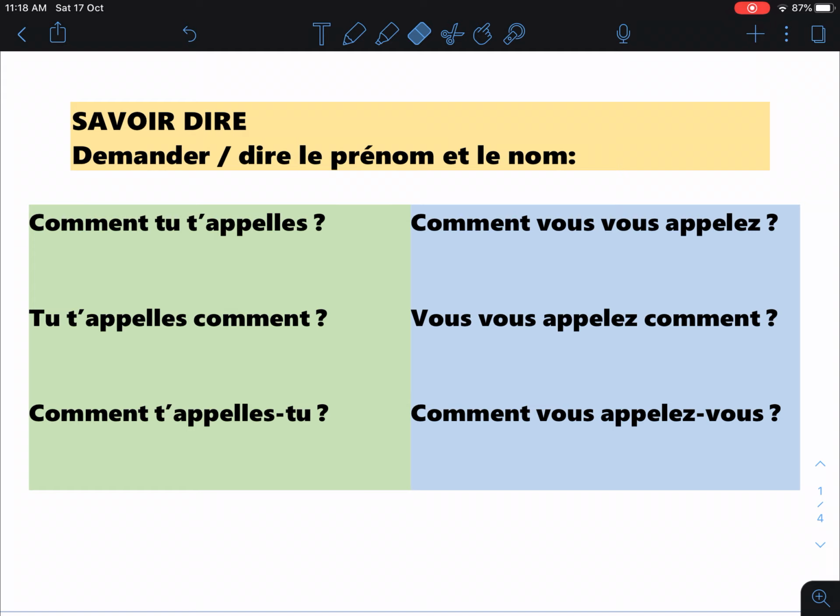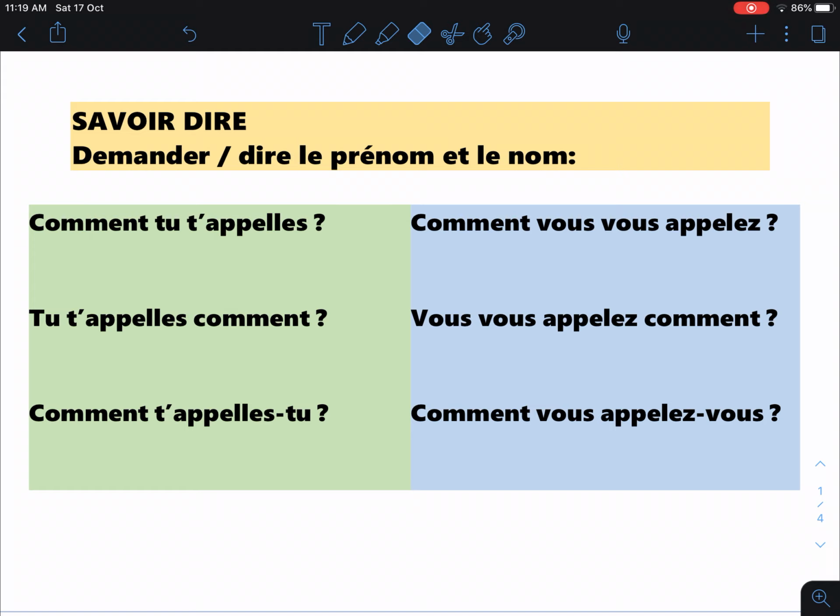We have learned what is tu and what is vous. Tu and vous mean you. Tu is used in informal situations and vous is used in formal situations. So tu for informal and vous for formal. There are a few ways to ask one's name, of course.